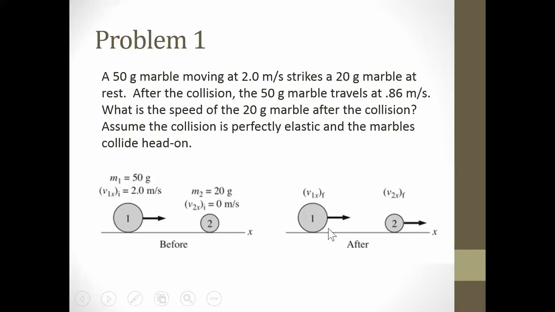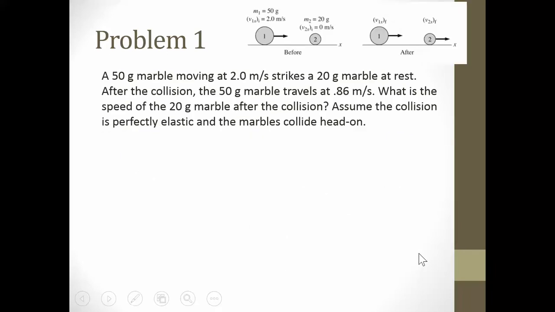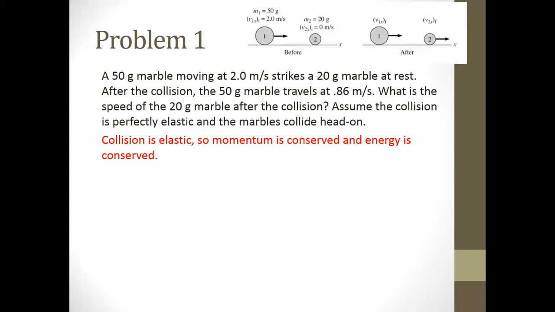So after the collision, you see that both of them are moving to the right. Assume the collision is perfectly elastic and the marbles collide head-on. Head-on meaning we only have to consider the x direction of motion. They're only going to travel along the x-axis. So first, since it's an elastic collision, momentum is conserved and energy is conserved. So we'll start with conservation of momentum.